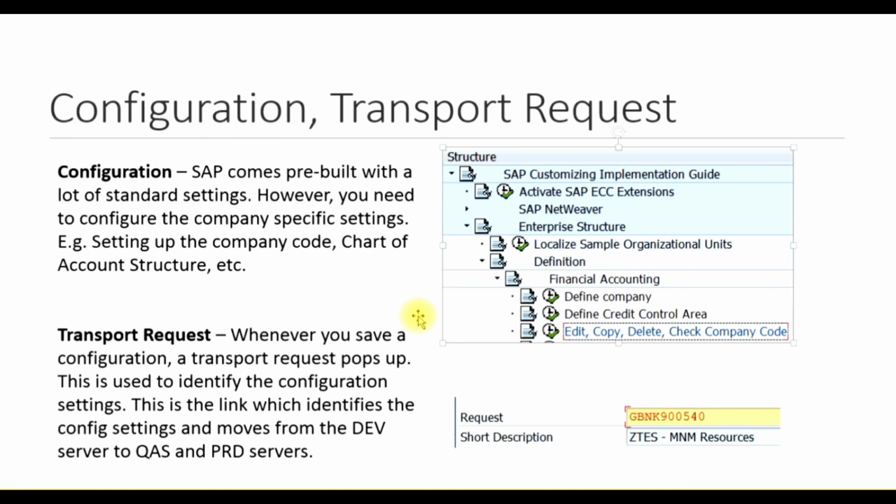Now, like we saw earlier, configuration settings can be moved from one client to another client. So how does it move? Every time you do a configuration, it generates something called a transport request. It's a unique number given by SAP. Every time you can have different transport request numbers, or you can just have one transport request number. And this transport request number will identify what is the configuration you did. For example, if you create a company code, you can link it to a transport request number and give the description of creation of company code. That is the transport request.